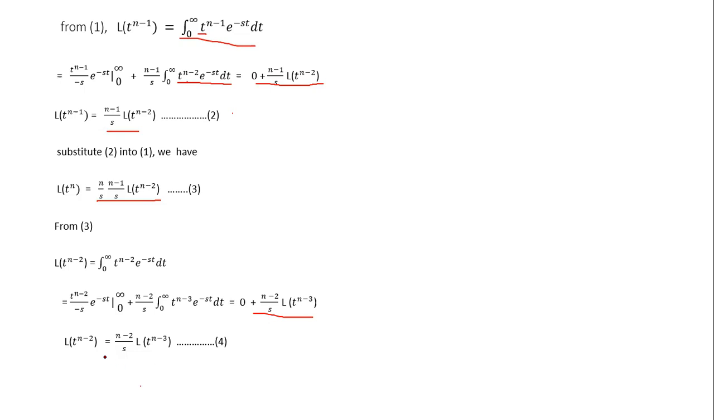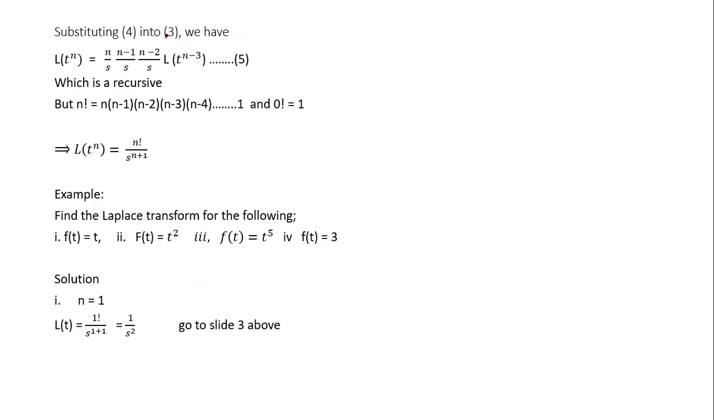So let's move on. So we have equation 4 here. That's when we transform this one, that will give us equation 4. So let's put that one also inside equation 3. So put 4 into 3. And that will give us n over s, (n-1) over s, (n-2) over s, now Laplace of t^(n-3). This also gives us (n-3) over s, (n-4) over s, and so on and so forth: n over s, (n-1) over s, (n-2) over s, (n-3) over s, and so on. Which is recursive.